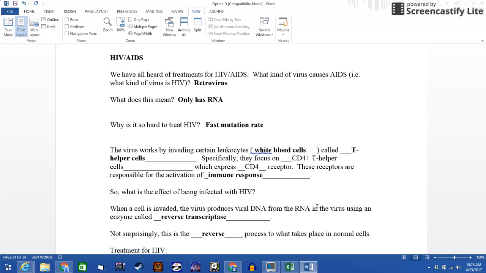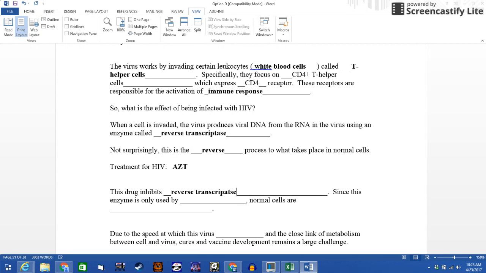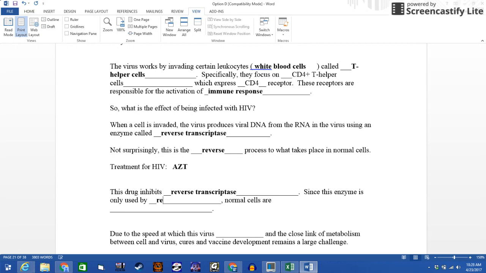But that's actually really good in a way, because if this is a virus-specific process, then maybe a drug can target just that. So the treatment for HIV is predominantly a drug called AZT, which inhibits reverse transcriptase. So instead of targeting the virus itself, it's targeting an enzyme within the virus. Since that enzyme is only used by retroviruses, normal cells end up being unaffected.